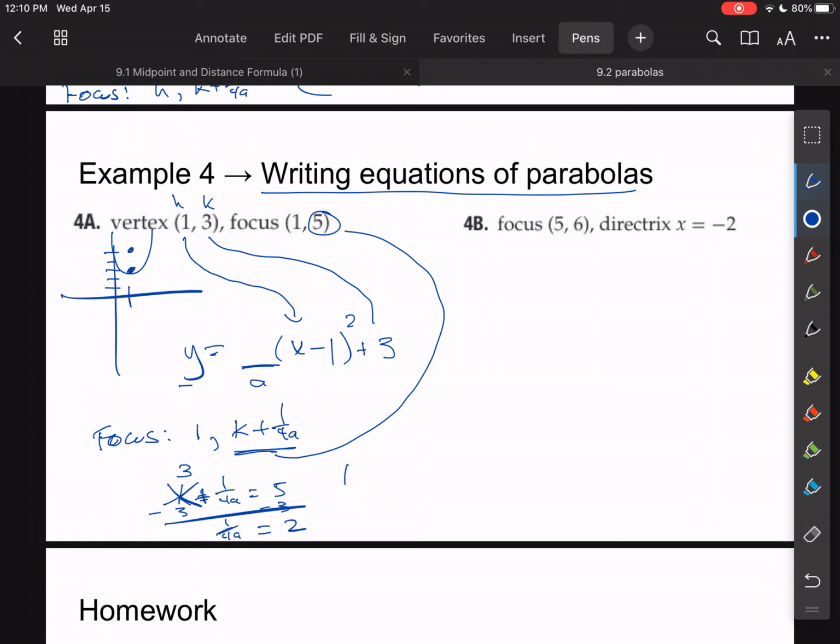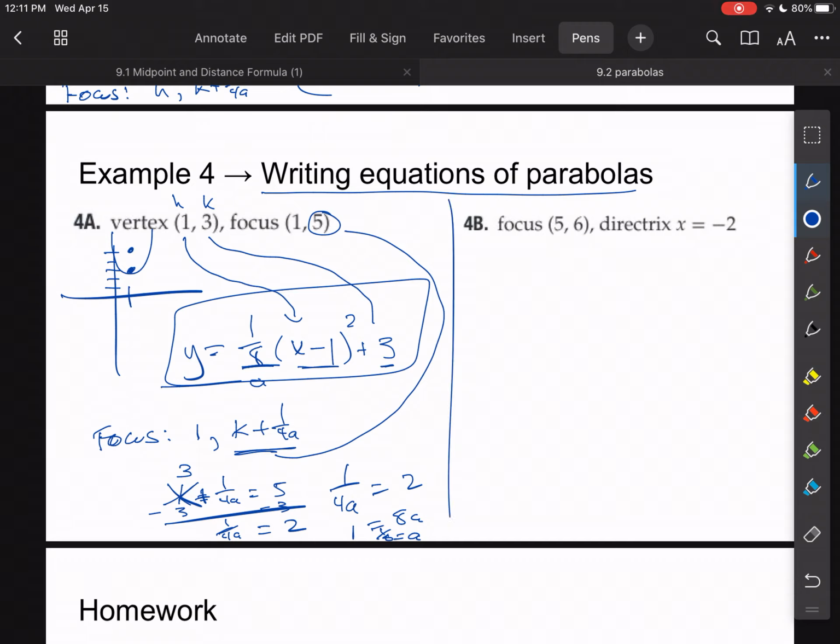Or if you need to see that written out, what you can do is multiply both sides by 4a, right? So you get this, and then divide both sides by 8 to get a by itself. So you get 1/8. All right, so that is 1/8, and we are done. We have our a, we have the thing that makes the x value go to 0, and then we have the y value there for the vertex. And that's all we need. That's the general form.